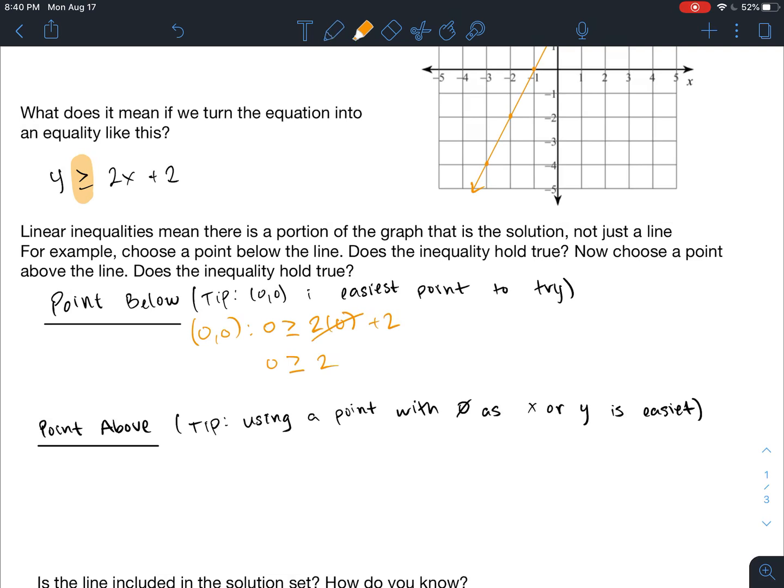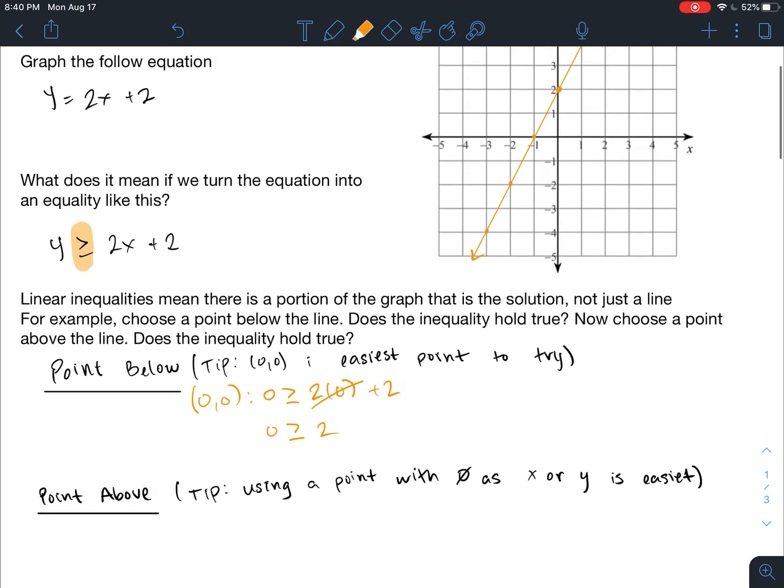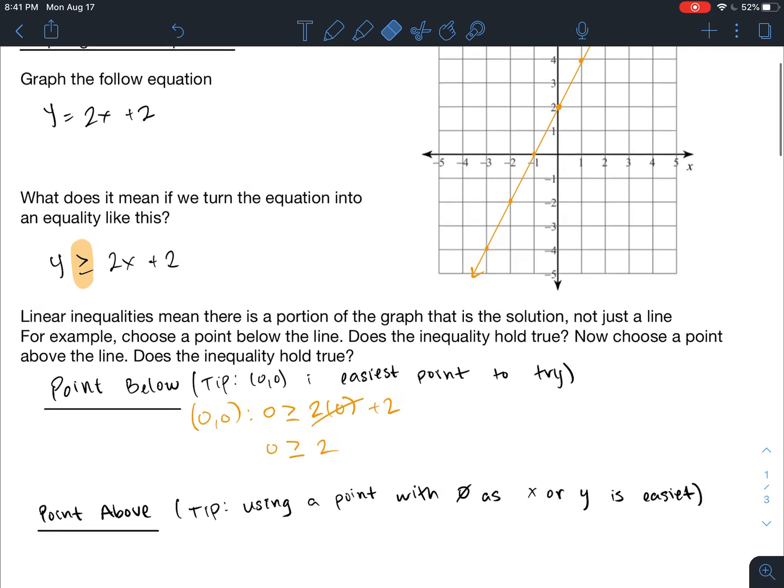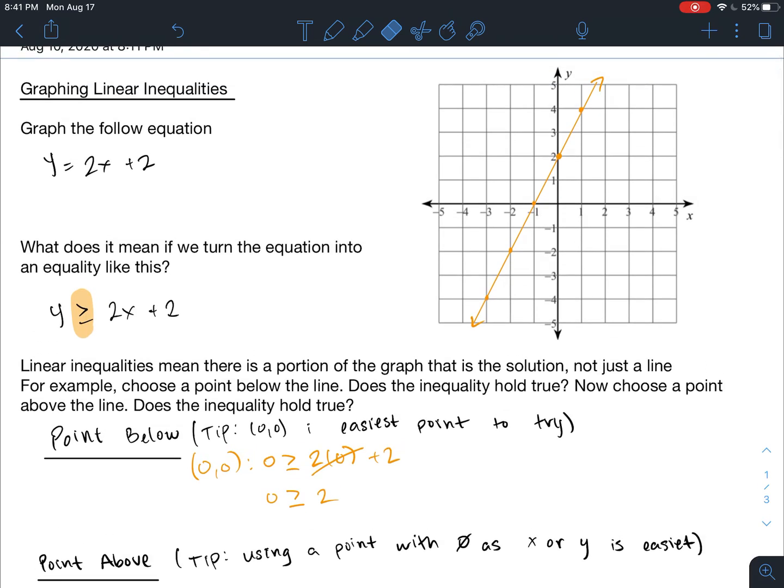Now let's go ahead and read that inequality. 0 is greater than or equal to 2. Does that sound right to you guys? I hope all of you answered no, because that is not correct. 0 is not greater than or equal to 2, so our inequality is false. And if you were to plug in any point below this line, you would get an inequality that is false.